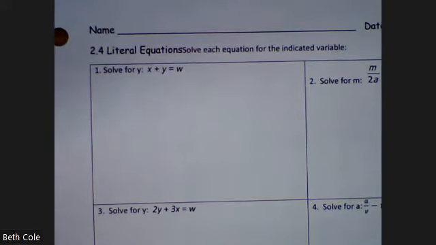Now you have to pay attention to which variable it says to solve for, though. Can you get your head up off the desk? Thank you. I don't have to say that again, okay?